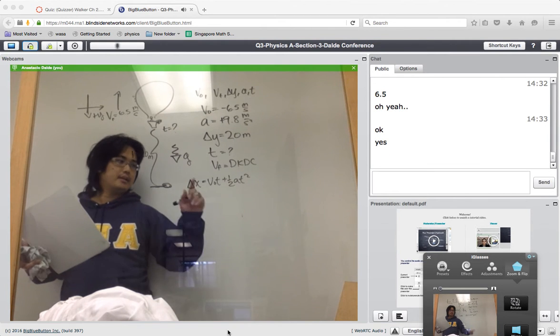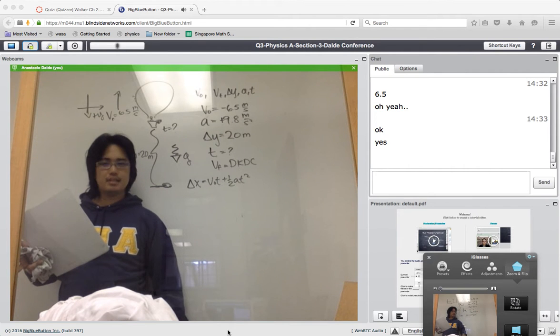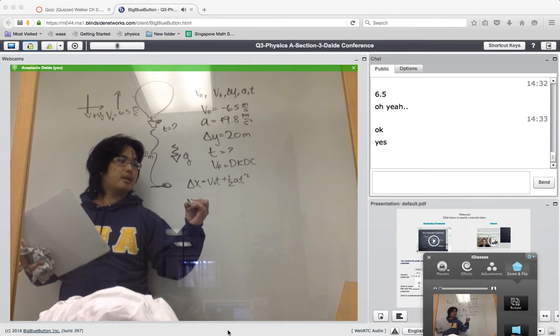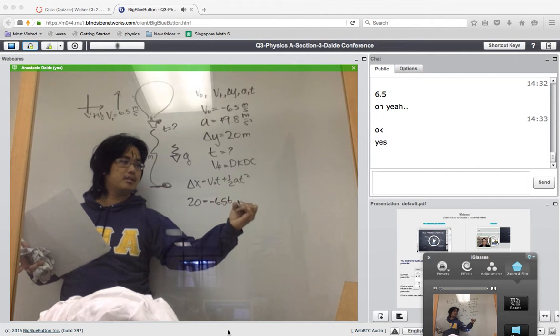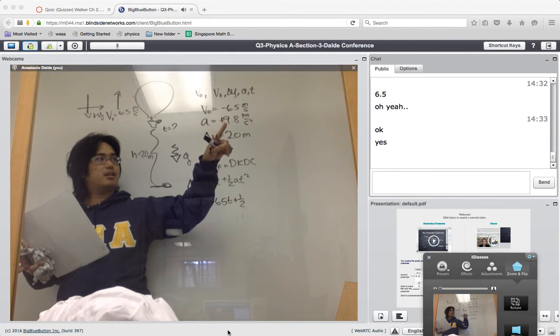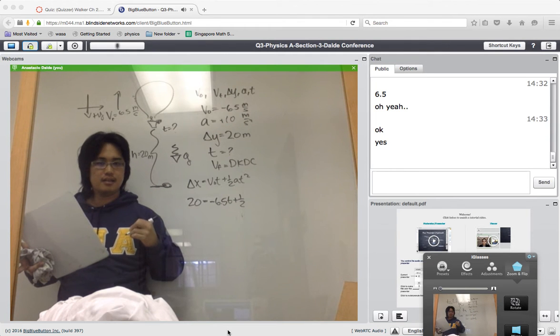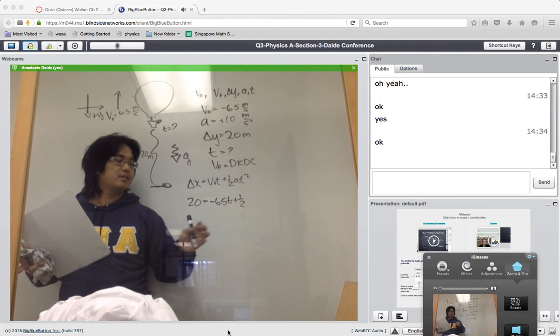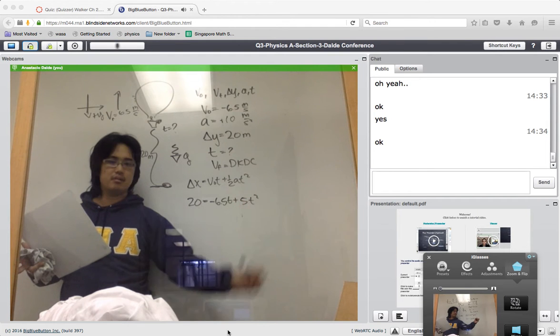Okay. So this is, I don't like plugging in numbers, but in this particular case, I'm going to do it now, so I'll show you folks what's going on. This is positive 20 equals negative 6.5 t plus 1/2. Can I make this, instead of a 9.8, I'm just going to make it a 10. I'm approximating that thing. Is that all right with you? All right. So 1/2 of 10 is just 5. So 5t squared. Are we cool with that?